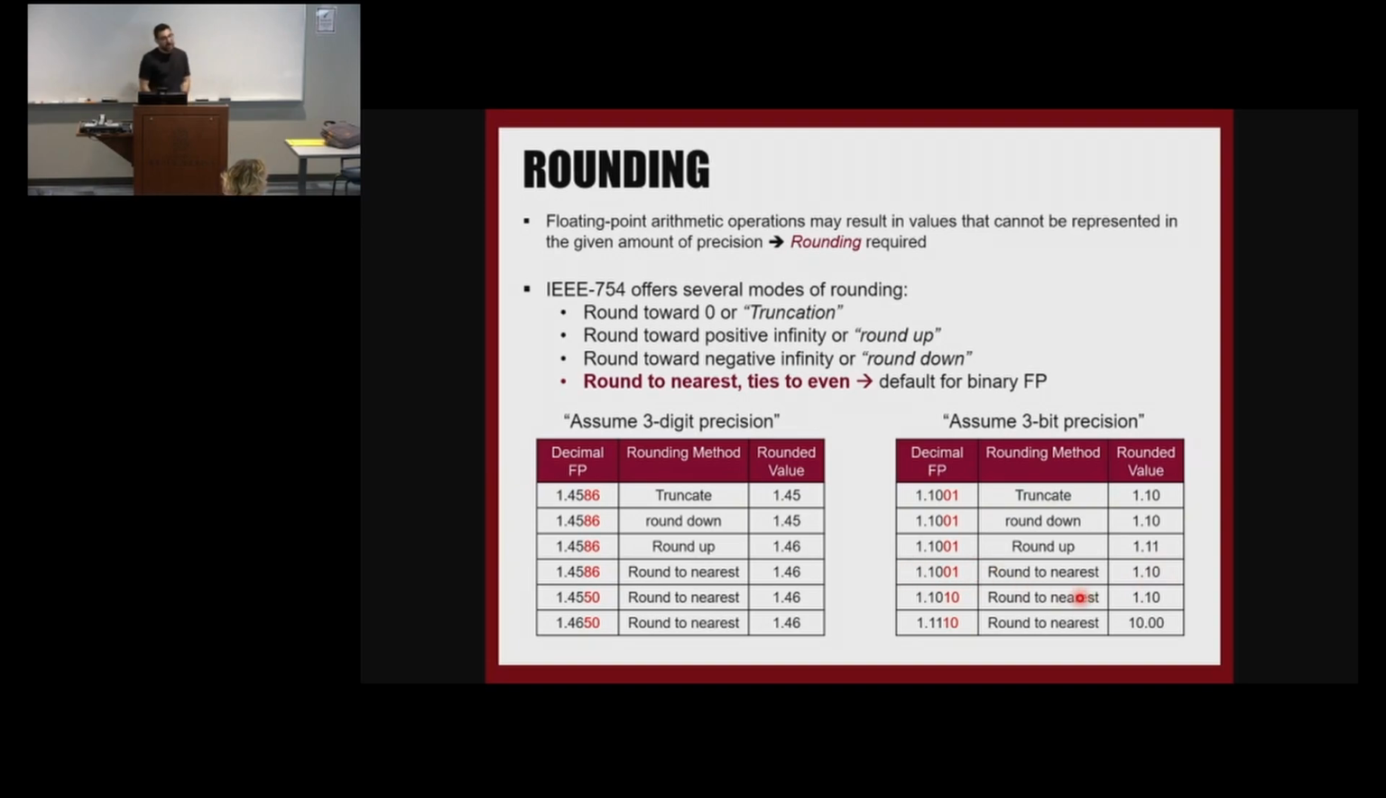Now, what is the tie case for a binary number? This is a little bit strange, so let me just put it here so you can see. In this case, we have 2 bits, right? So with 2 bits, we can have numbers 0.